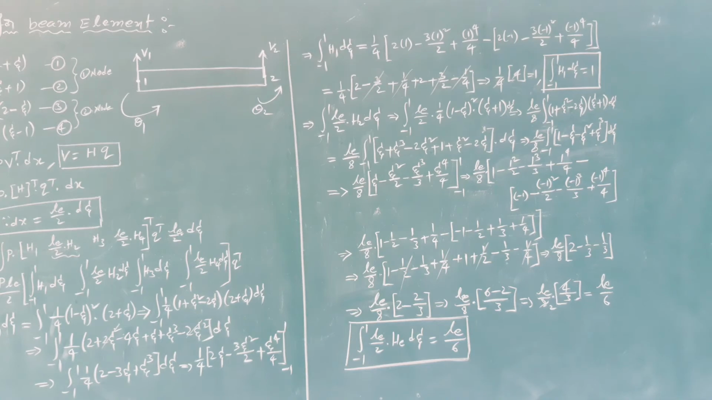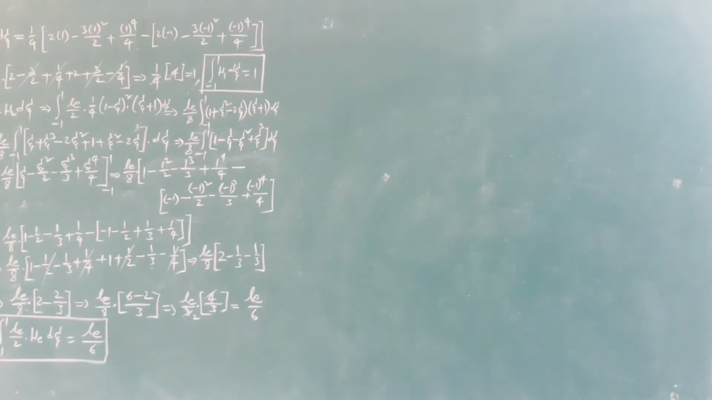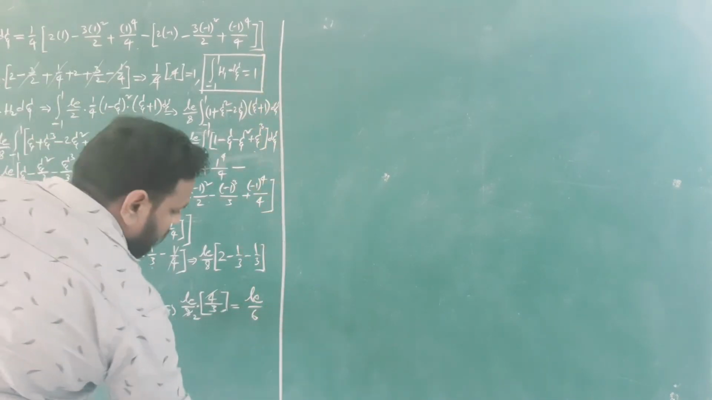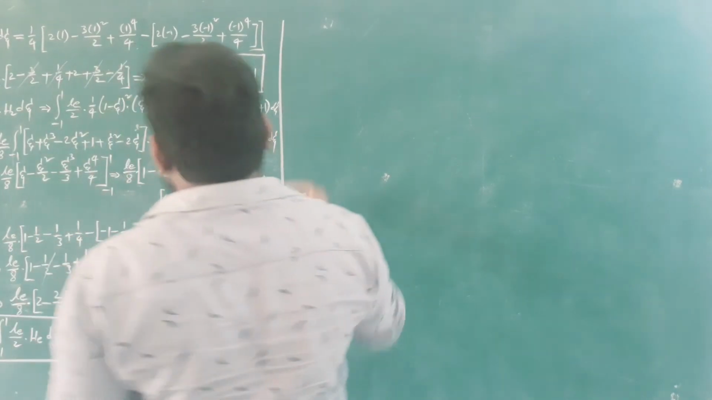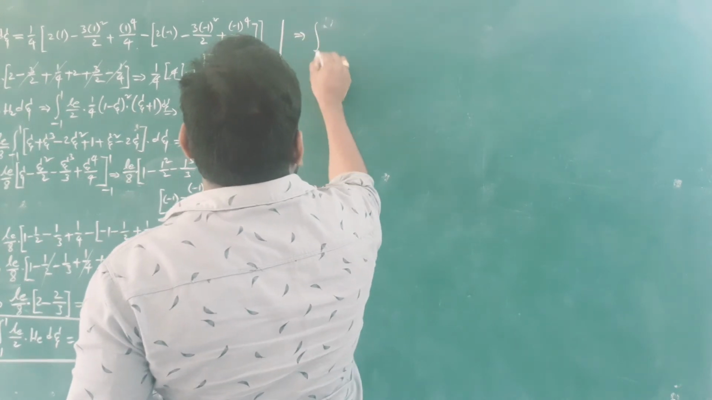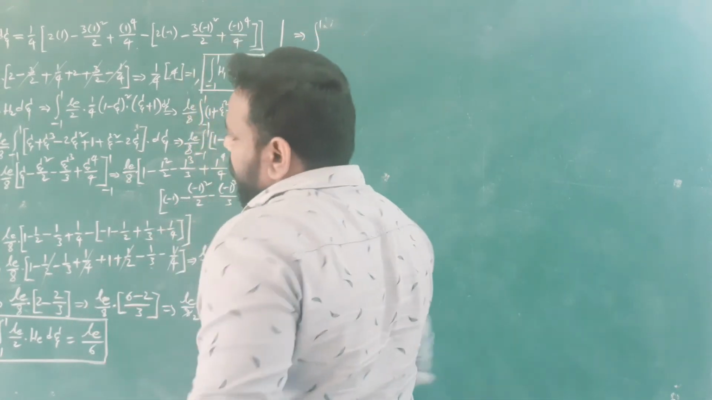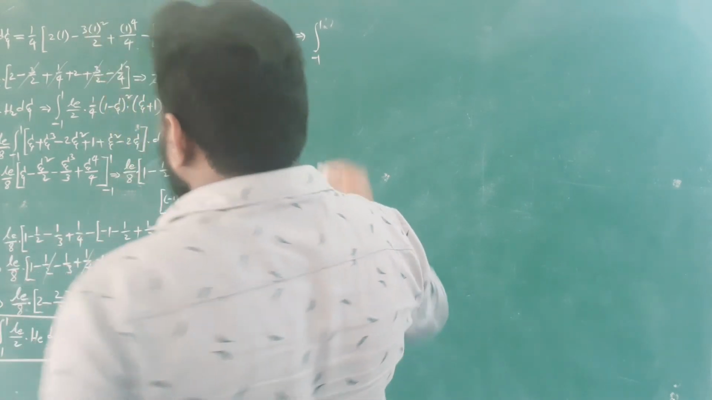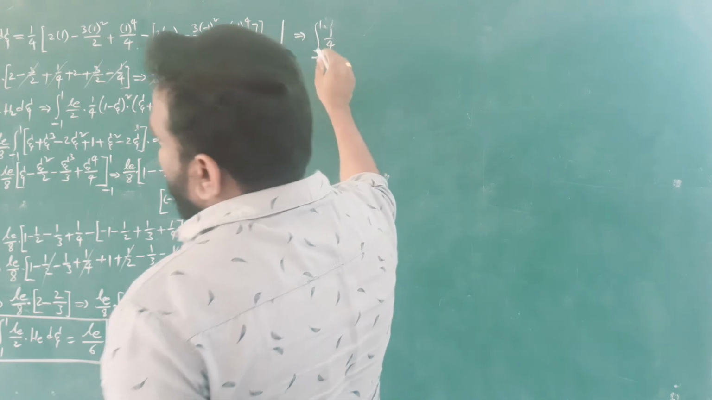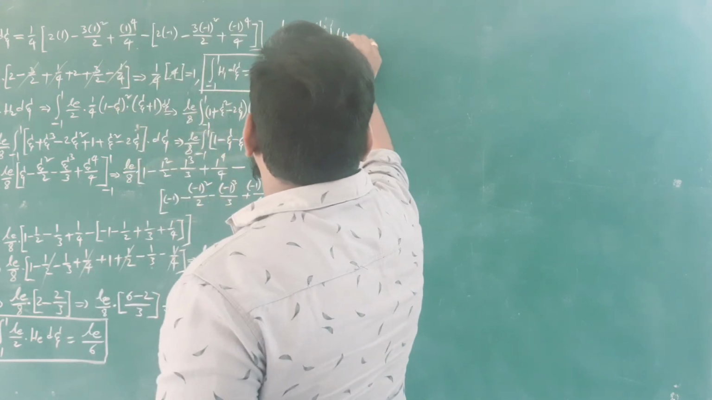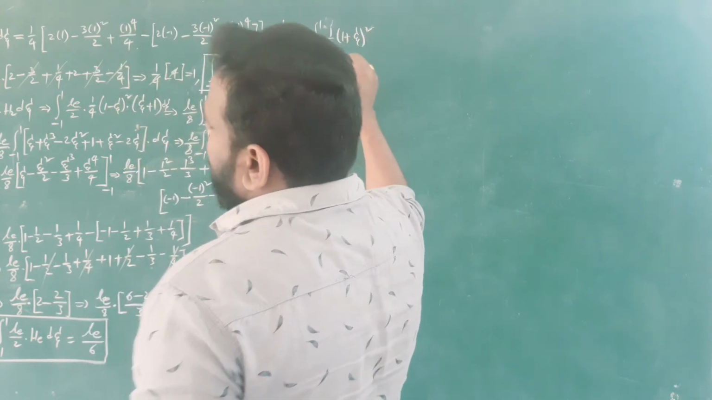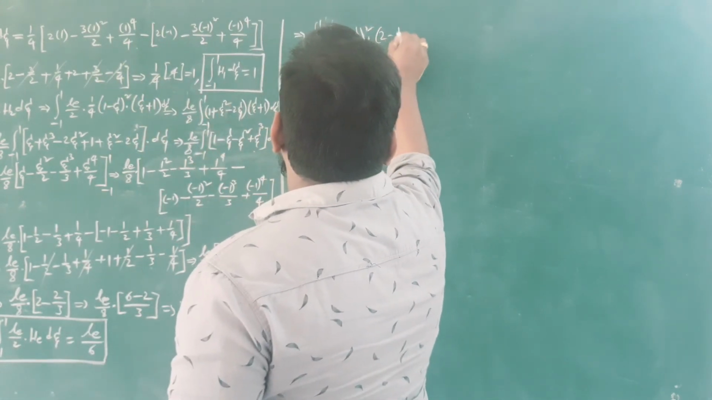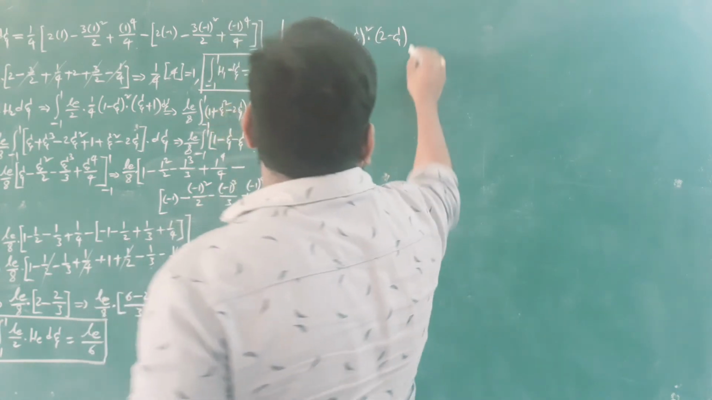Now the third term. Take the third term. That is equal to the integral from minus 1 to 1 of the third term, which is 1 by 4 into (1 plus j) square into (2 minus j). So this is just the third term.